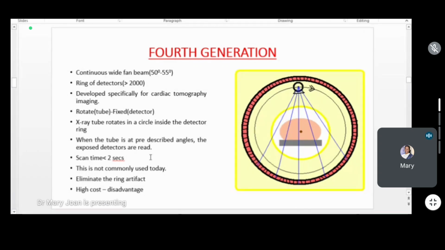The tube is rotating here. You can see the tube where the X-rays are produced, that rotates around the patient and the detector is fixed in the ring.